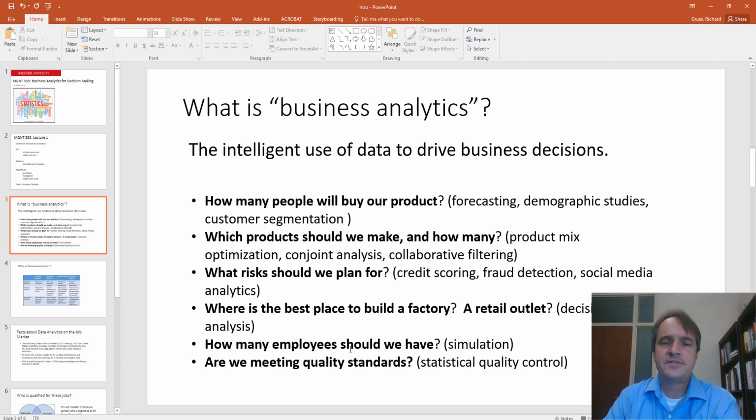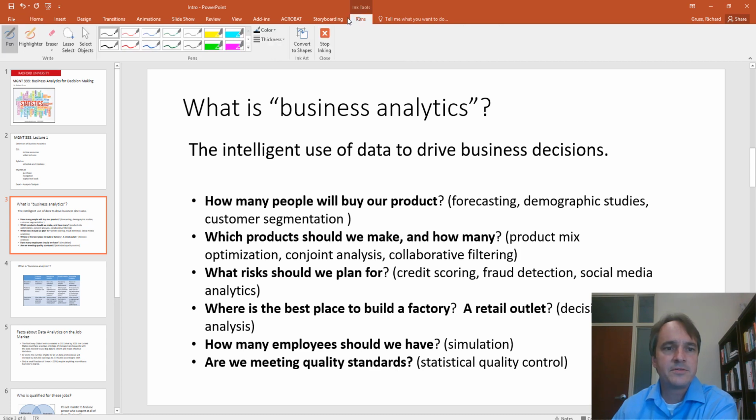So the kinds of decisions that analytics is deployed to solve, the questions that it's designed to answer. So things like how many people will buy our product. It's a pretty basic and important question, right? If you can't anticipate sales, then you can't really get started in terms of planning at all, or seeking investors and so forth. So which products should we make? Which products are going to sell?